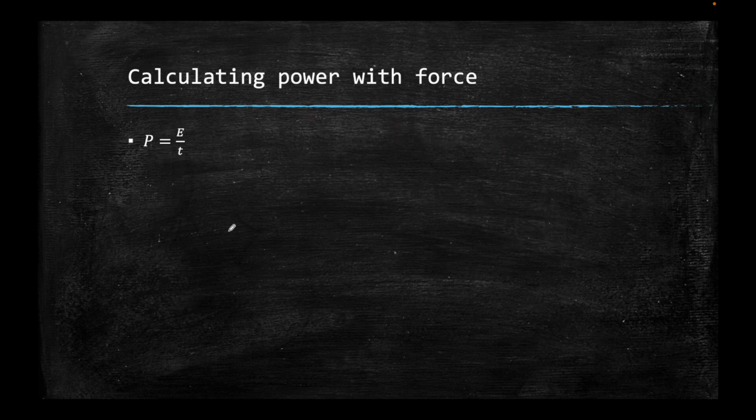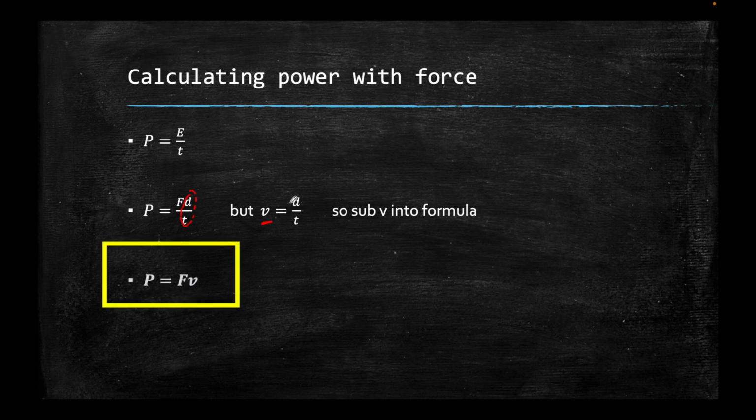So you can also find power with force. We know power is energy over time. Energy, work done, is force times distance. Remember, work is force times distance from the previous lesson. But now look at this part. What's this? d over t. That's v. d divided by t is v, so that's perfect. So instead of writing Fd over t, I can simply write Fv. So now if I have a speed and a force, I can also find the power.